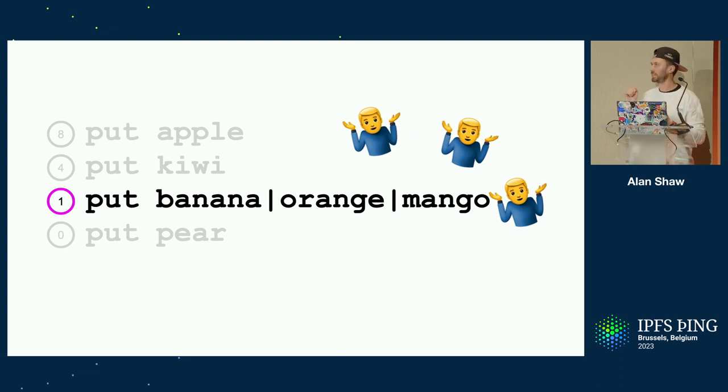One thing that we can do to resolve this is to order by the CID of the root node of the resulting pail after applying this event. And then we get an ordering that will always be the same for every player who receives these events. So we could do that.